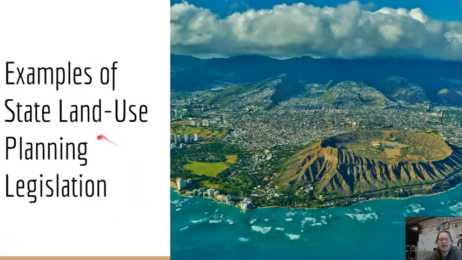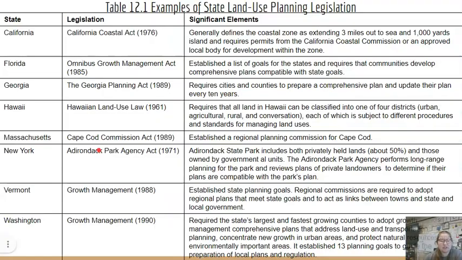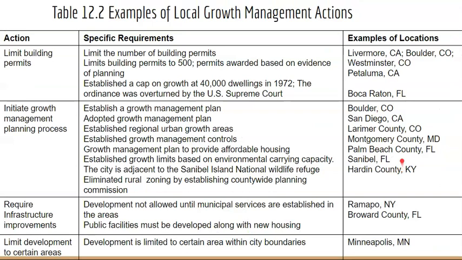So let's look at some examples of state land use planning legislation. We have them in California, Florida, Georgia, Hawaii, pretty much every state is going to have something. But one example is the California Coastal Act. It defines the coastal zone as 3 miles out to sea or 1,000 yards inland. And in order to develop there, you have to have a special permit from the California Coastal Commission. You can't just develop there because you own the land. So that's one example, and then you can pause to read the others.